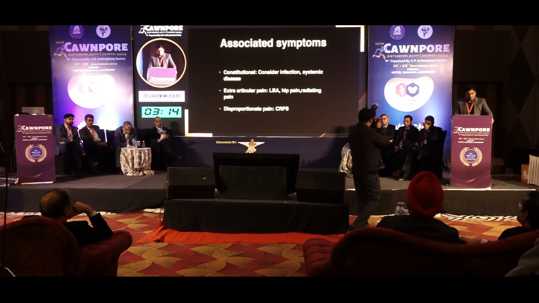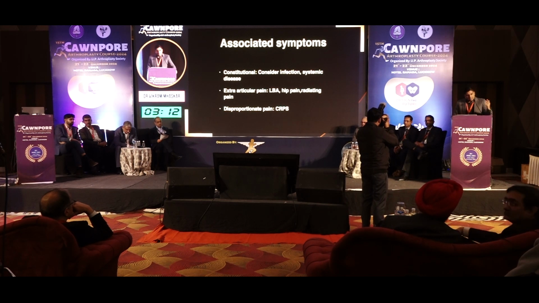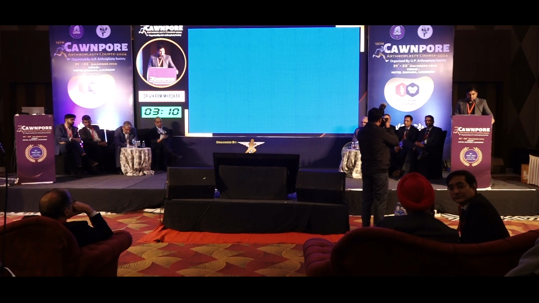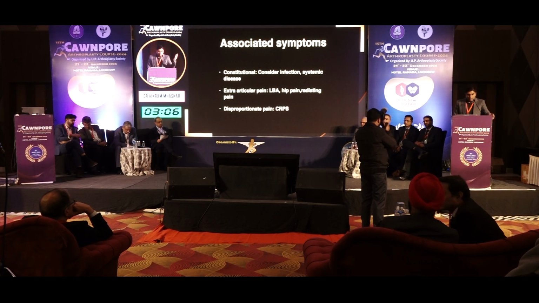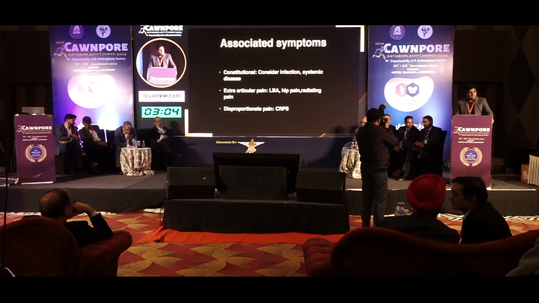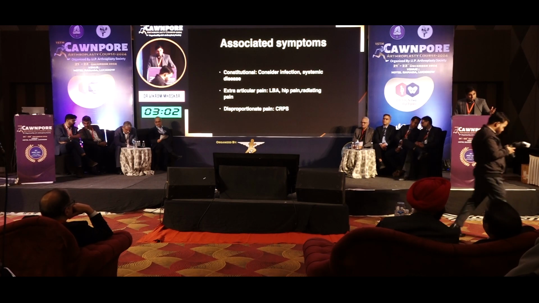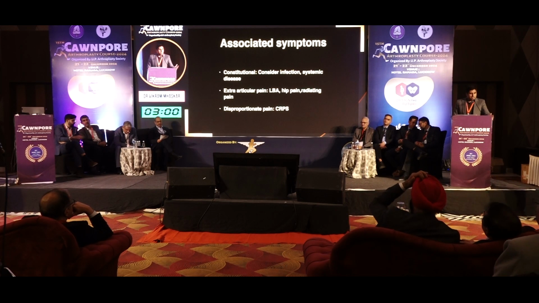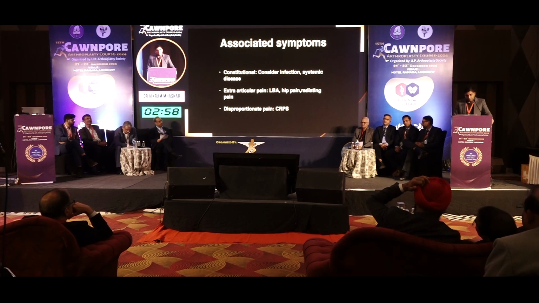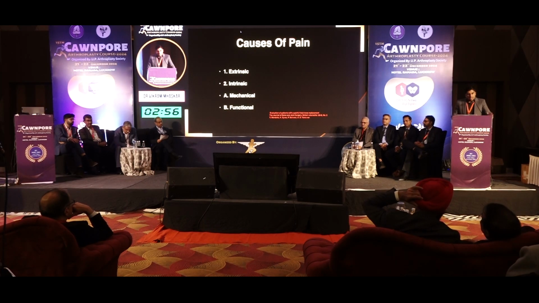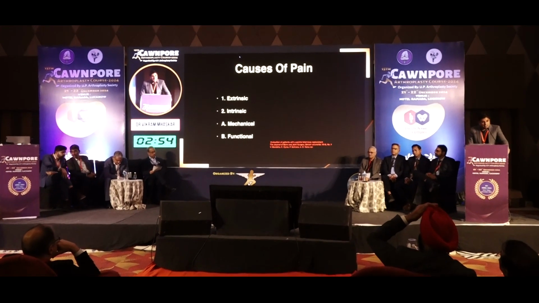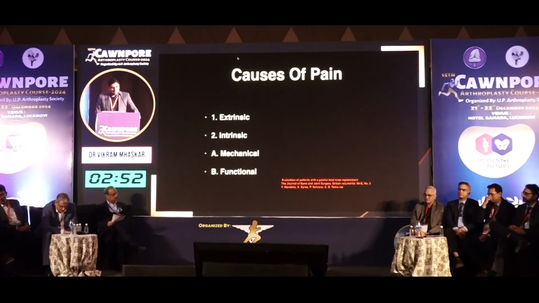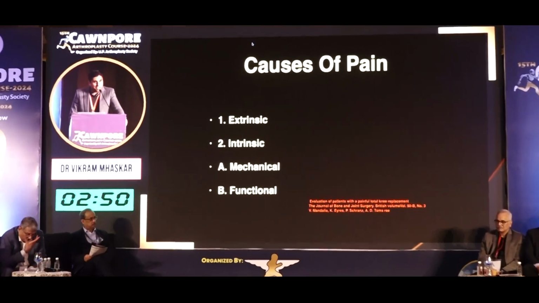Look at associated symptoms like constitutional symptoms, consider infection, systemic diseases like rheumatoid, etc. Extra-articular pain: look for low backache, hip pain, radiating pain to the knee, referred pain. If there's disproportionate pain, you should always think of CRPS. The causes of pain could be extrinsic or intrinsic. Intrinsic could be mechanical or functional.